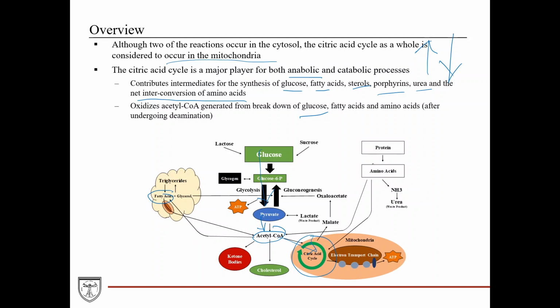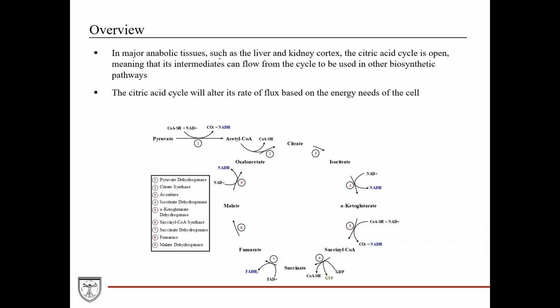And then you can also have breakdown of proteins to amino acids, which then can be broken down to acetyl-CoA, which again enters the citric acid cycle. So acetyl-CoA, as we show here in this diagram, can come from multiple different sources. In major anabolic tissues such as the liver and the kidney cortex, the citric acid cycle is open.